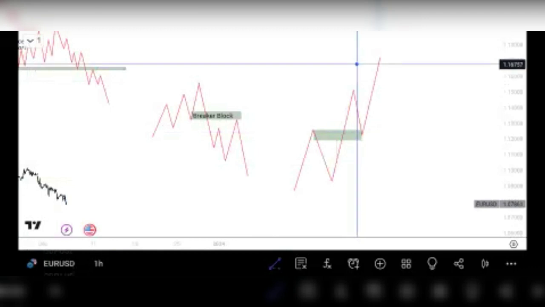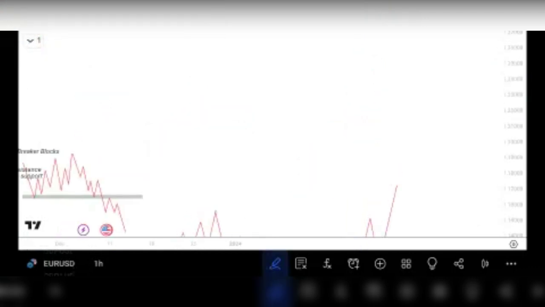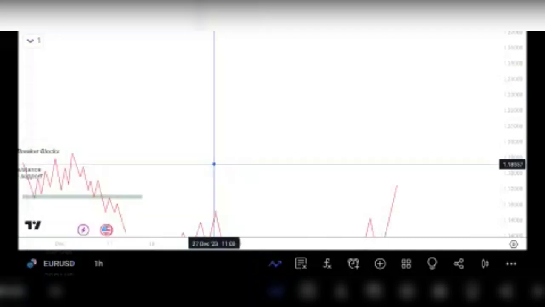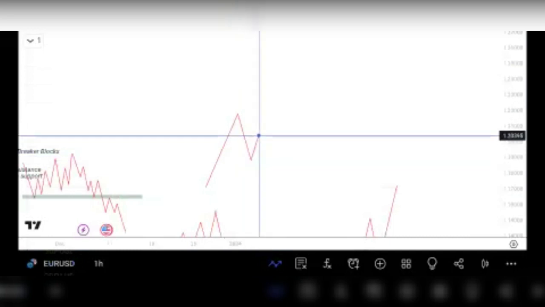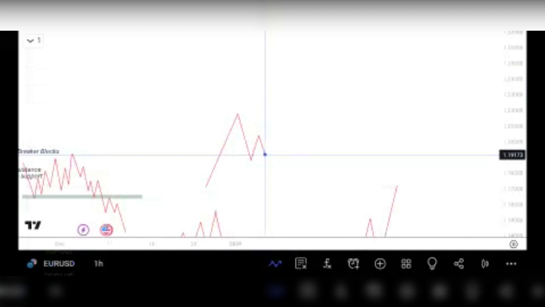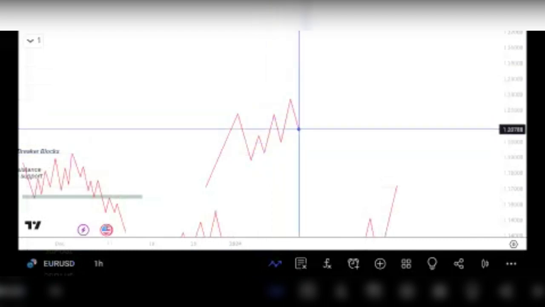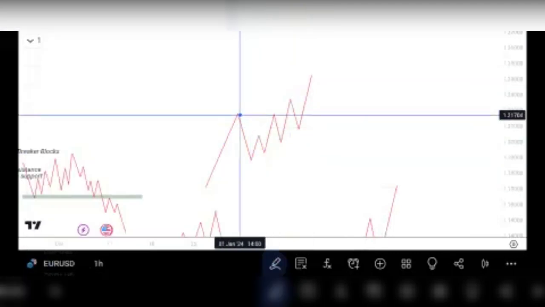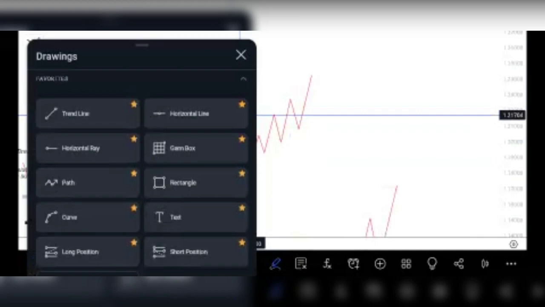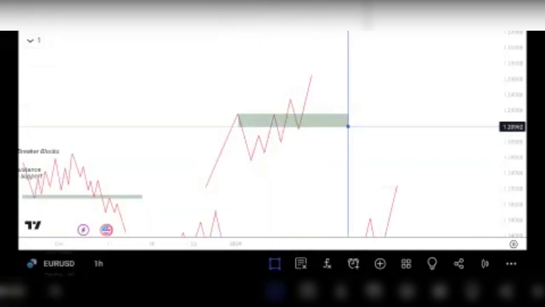Now, when we have something like this, the one that does not break structure aggressively, we cannot call it a breaker block. Let's say we have something like this, then price does something of this nature, then moves sluggishly and breaks structure like this. Now, would you call this point a breaker block? No, you can't call that a breaker block.